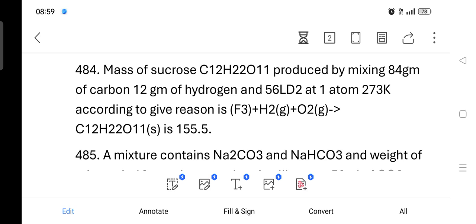The mass of sucrose C12H22O11 produced by mixing 84 grams of carbon, 12 grams of hydrogen and 56 liters of O2 at 1 atm, 273 K, according to the given reaction: C solid plus H2 gas plus O2 gas gives C12H22O11 solid, is 155.5.